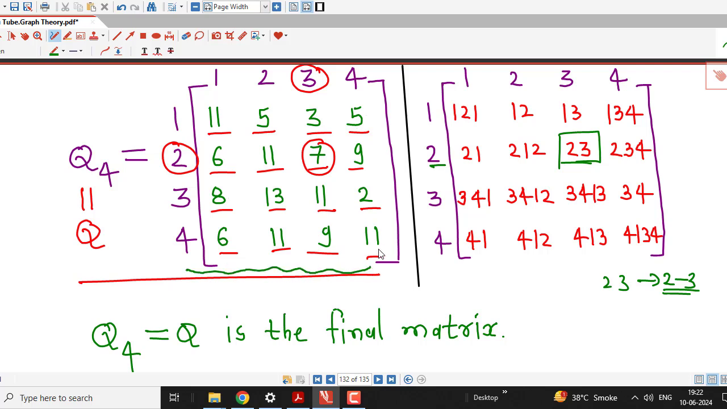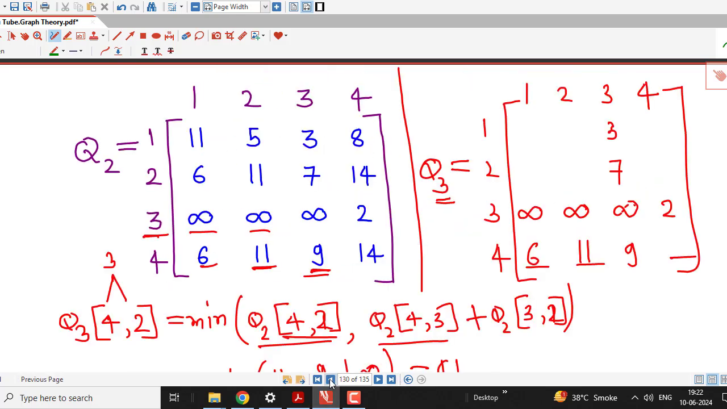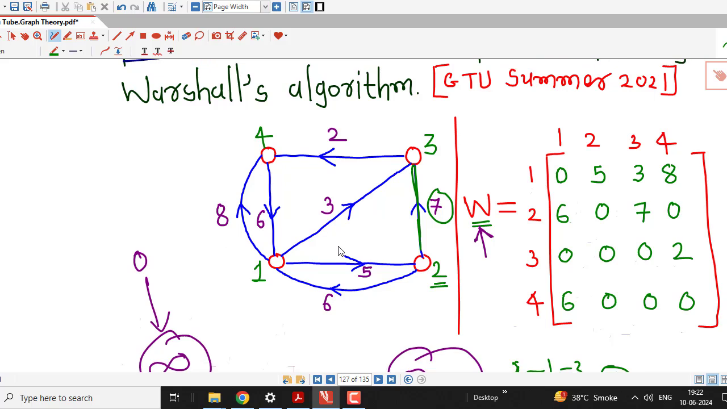Entries of this matrix are lengths of the shortest path between vertices, and these entries are nothing but shortest paths between vertices. If I consider this entry 4 1 3 4, then this is the shortest path from vertex 4 to itself, and its length is 11. Okay, we can see in the graph also. If I go along this path 4 1 3 4, we are going along this path and the length of that path is 11.